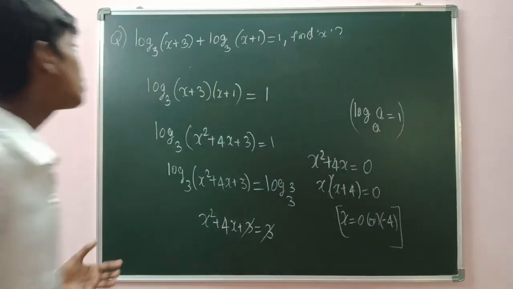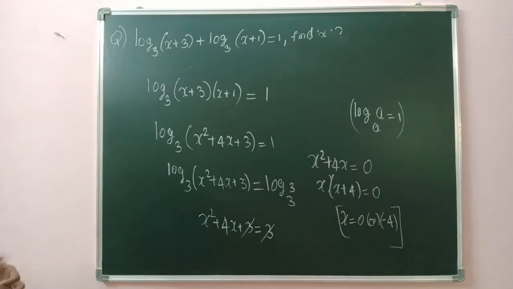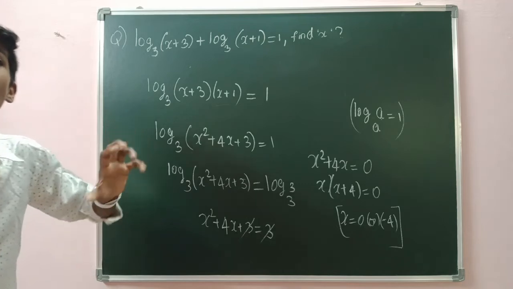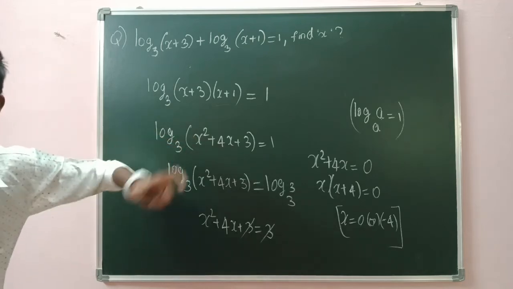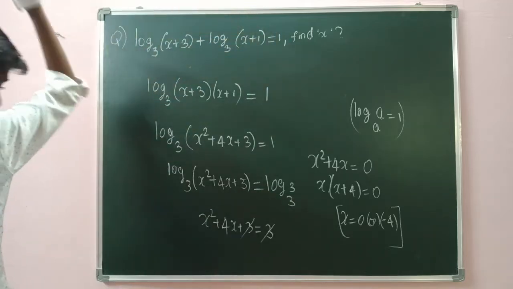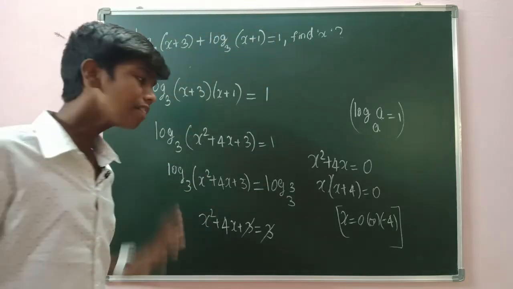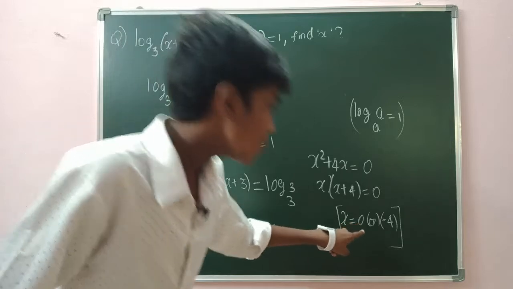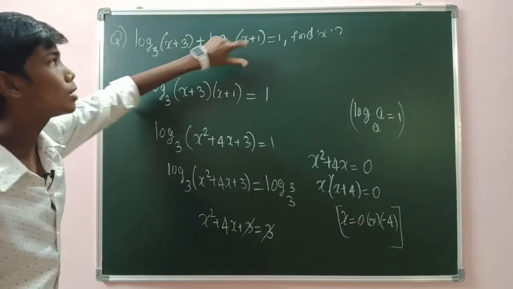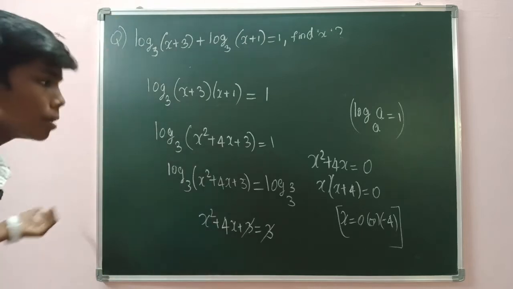But people, in logarithm, how can your x take two values? It's not at all possible. So you need to think in a better way. A better way of thinking makes it very easy for you to solve this question. So you need to think very carefully. If I put x as 0, I will get 0 plus 3, that is 3, 0 plus 1, that is 1. So that is no problem here.